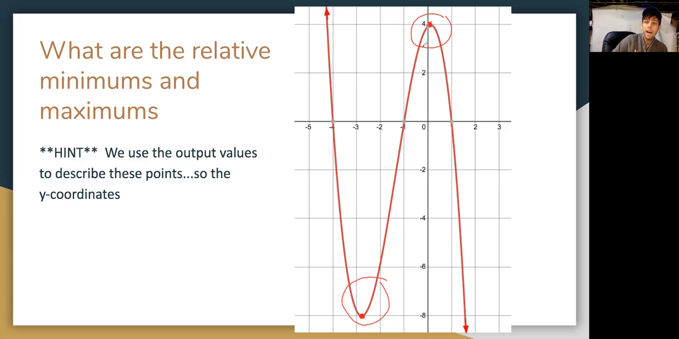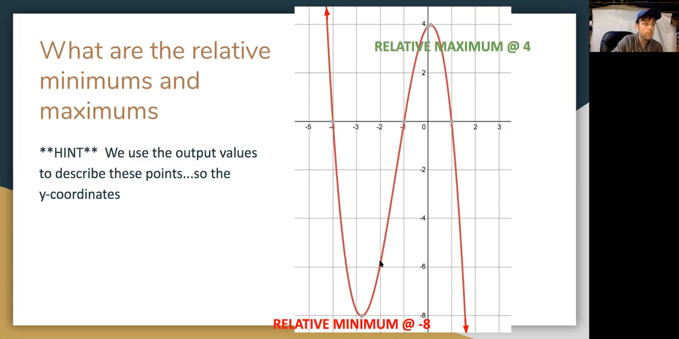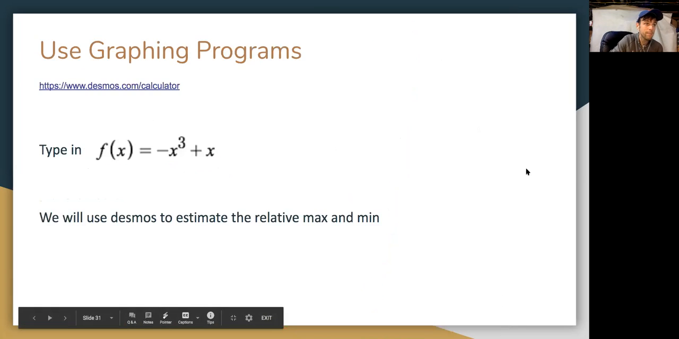When we talk about the values of those, we're looking at the y values. So this one would be at 4. And this one down here looks to be at -8. So let's go ahead and check that. Yeah, so we have a relative maximum at 4 and a relative minimum at -8.